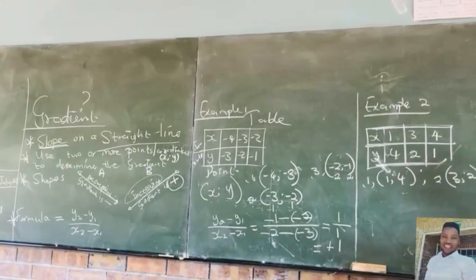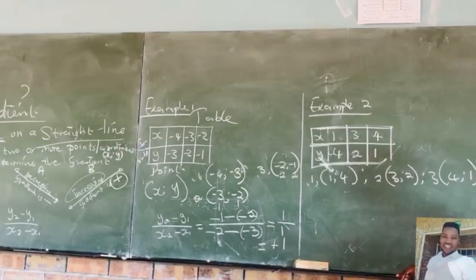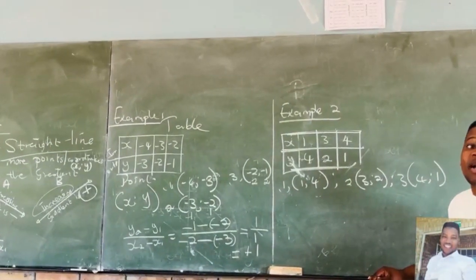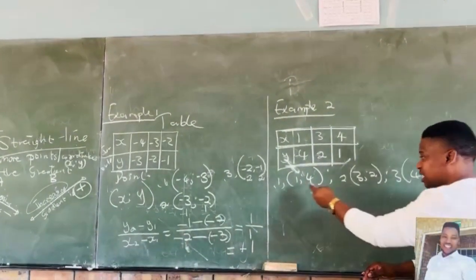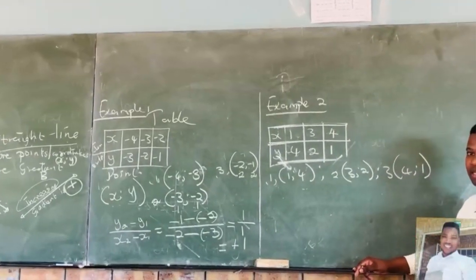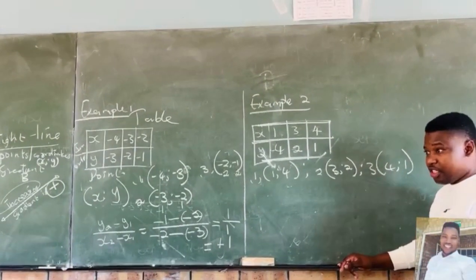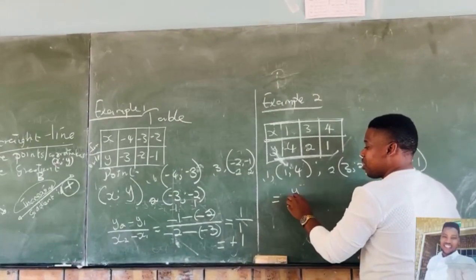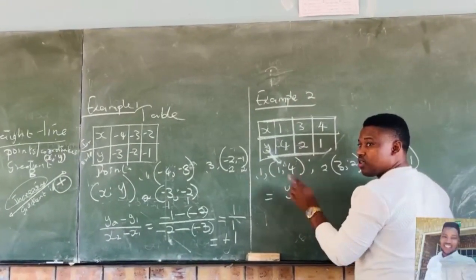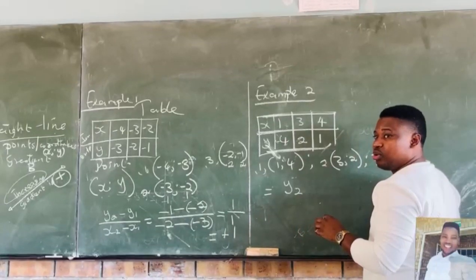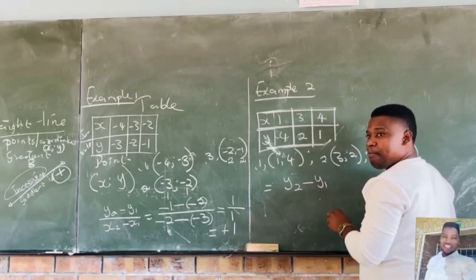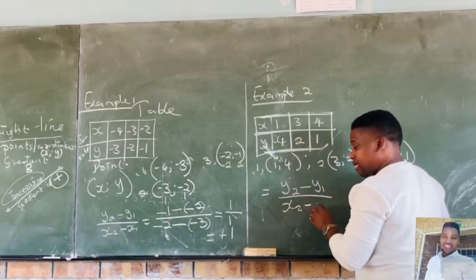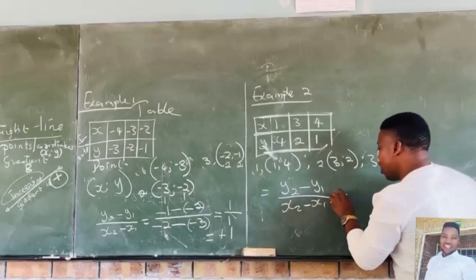Now can we find the gradient between the 3 points? Can we find the gradient? It's my question. You answer it. Can we find the gradient from here? Yes. What is the formula of the gradient? You say y2 minus y1 divided by x2 minus x1. Okay, is equals to substitute.